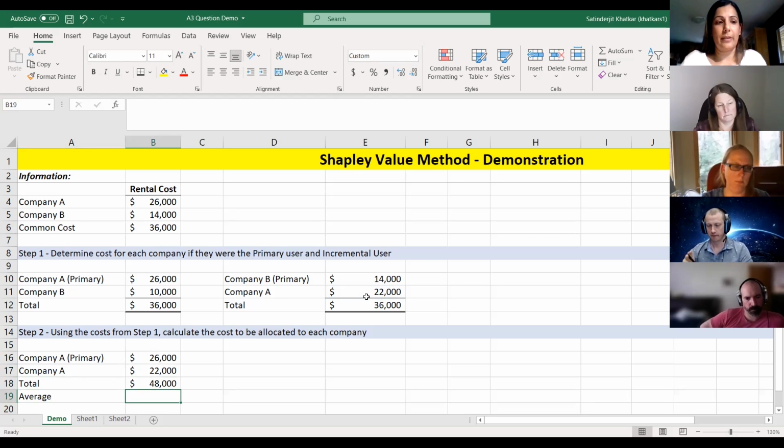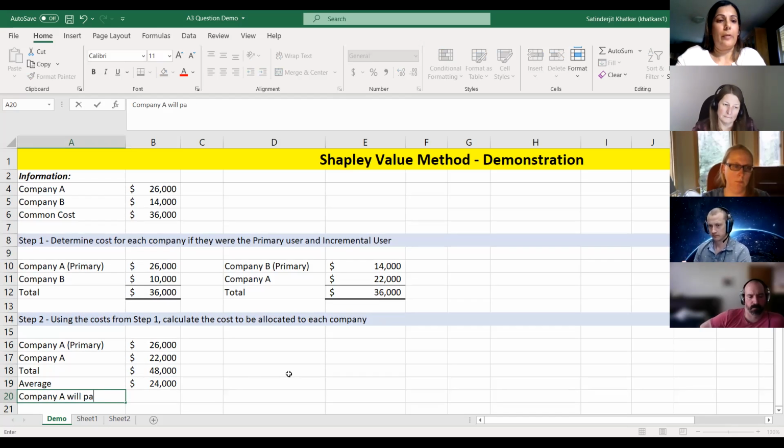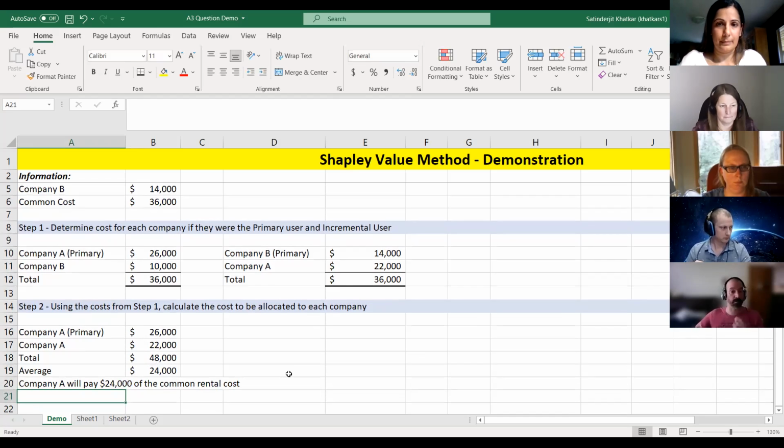And the average is determined by the total divided by the number of factors that go into that total. So we've got 26,000 and 22,000. So company A will pay 24,000 of the common rental cost. So I'm going to give, are there any questions with the flow of numbers?